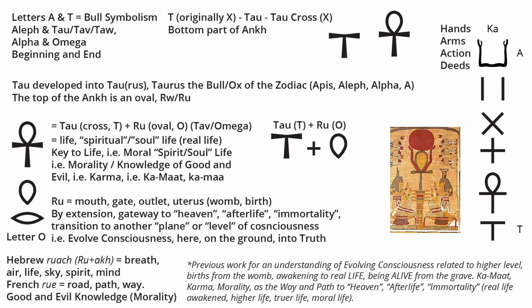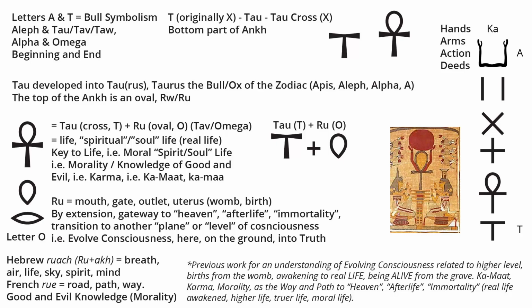By extension, gateway to heaven, to the afterlife, to immortality. So the gateway, the gate to God, the mouth to God, the womb to God, as I've expressed through the air symbolism at the top of the Ankh. This is how you rebirth. All the rebirthing, resurrection is feminine symbolism.